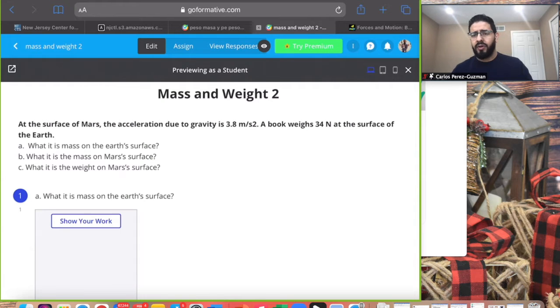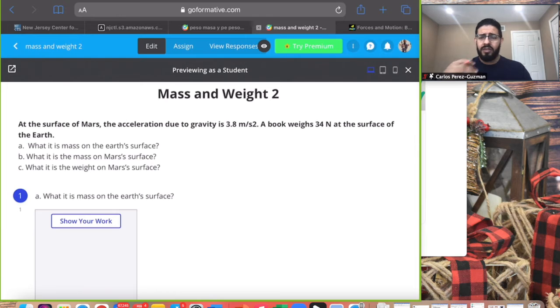Okay, guys, good morning. Today we're going to be working with the classwork of mass and weight, the second part. I am not in the class today, that's why I'm going to explain the first problem and then you're going to be working with the other problems for the assignment. This assignment is for tomorrow, Thursday, but you have the whole weekend to finish the classwork and the homework, and on Monday I'm going to give you the points.